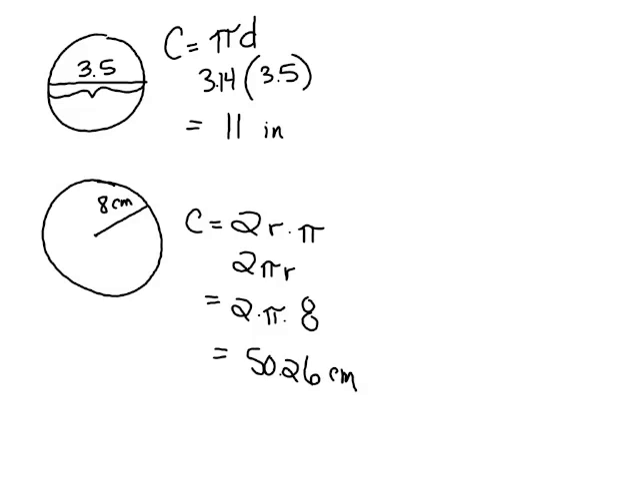My radius is 2.5 inches. What's my circumference? First of all, what's my diameter? If my radius is 2.5, the diameter is 5. My diameter is 5, and then my circumference is equal to pi times 5, which is 15.7.